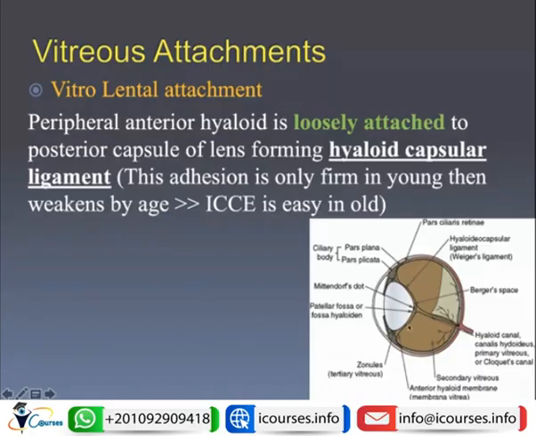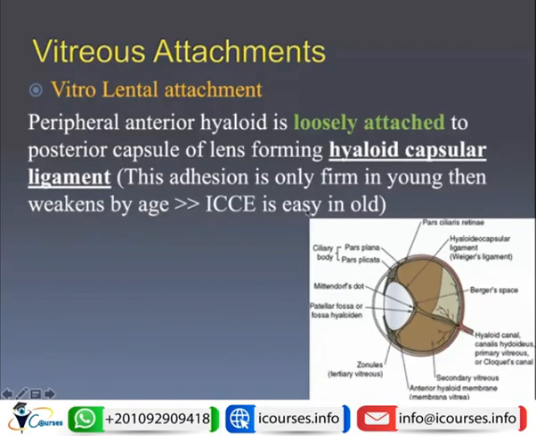In the area of the lenticular fossa, that's sometimes called Berger space, which is the space between the posterior surface of the lens and the anterior hyaloid face. In this area the vitreous is condensed, forming a ligament called the hyalocapsular ligament or hyaloid capsular ligament. So this is a ligament of attachment which is loosely adherent to the lens.